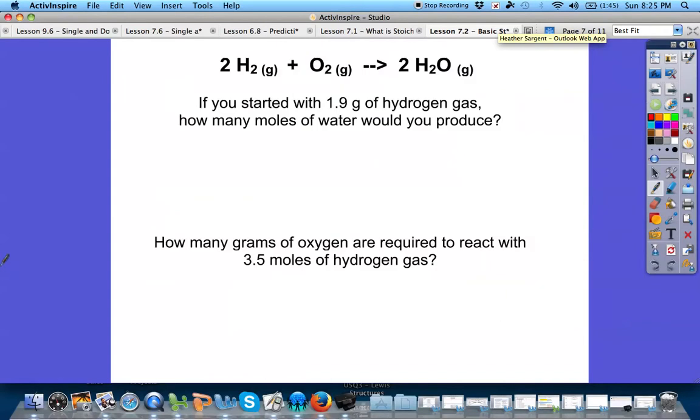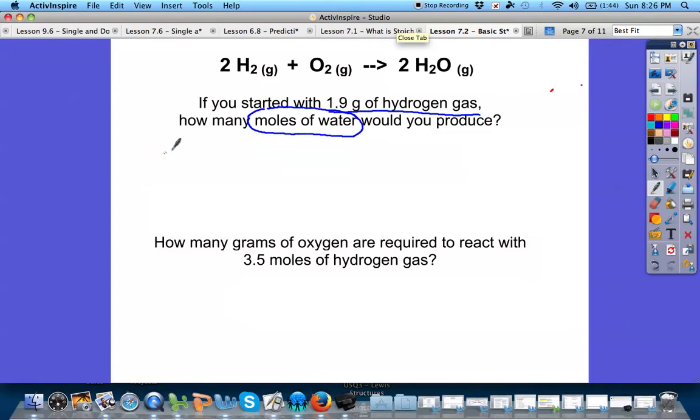So our first problem here, we have hydrogen gas reacting with oxygen to produce water. If you started with 1.9 grams of hydrogen gas, how many moles of water would you produce? I always underline what we're given, the number and the unit that we're given. And then I circle what I want to find. So the unit I want to end up with is moles of water.